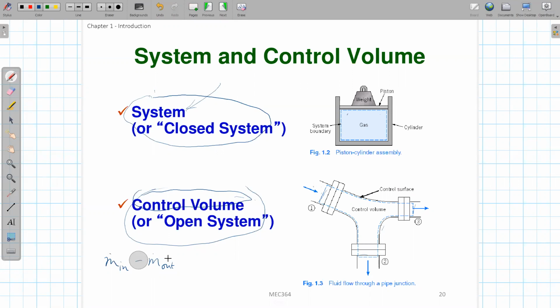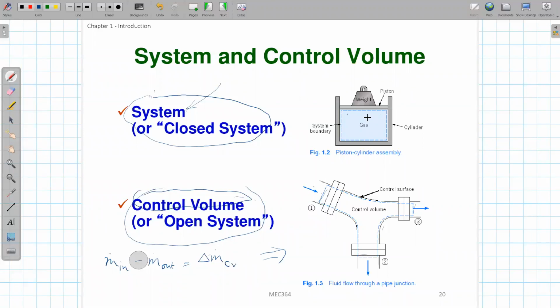Minus mass flow out will be the change of increase of the overall mass inside the control volume, right? So by doing this, we can apply conservation of mass to the control volume.